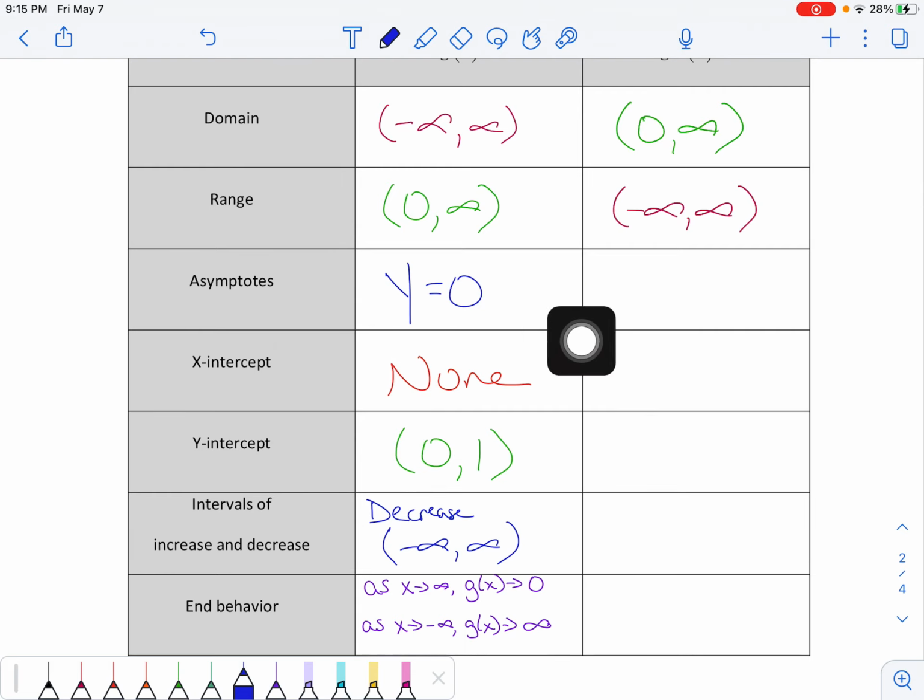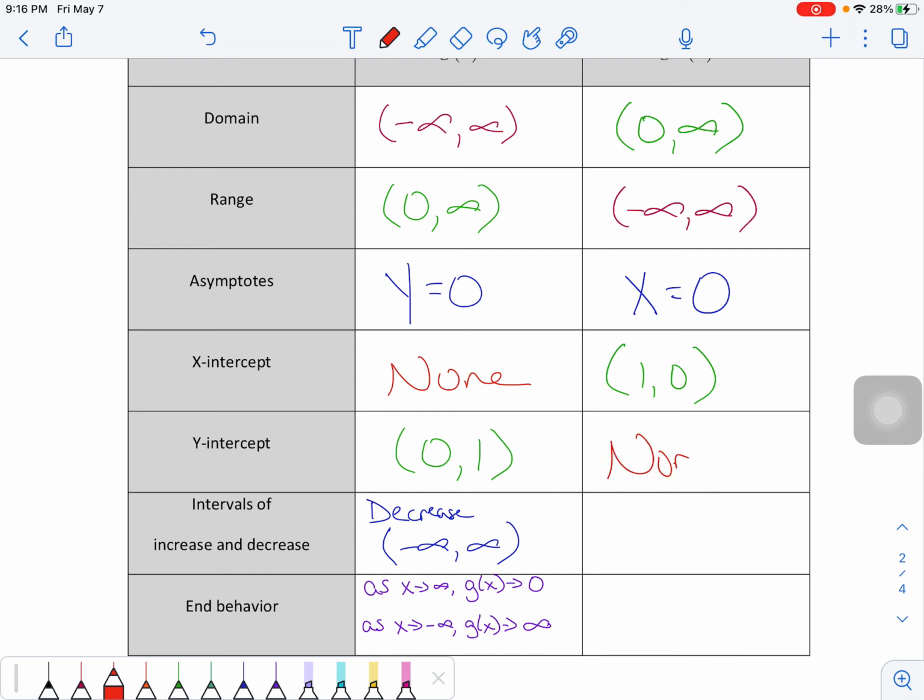So this asymptote that says y equals 0, you're going to replace the variable y with the variable x, so x equals 0. This intercept is going to flip the order, so it's going to become the point (1, 0), which means it's turned into the x-intercept, so (1, 0) here, and then the y-intercept becomes none. All right, there is no y-intercept for a logarithmic function.